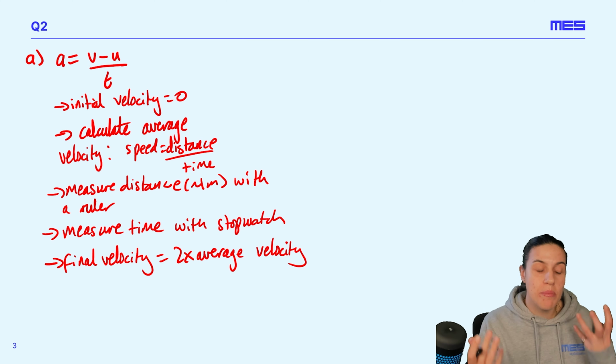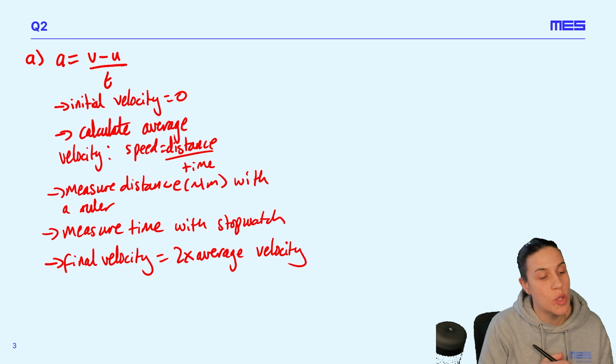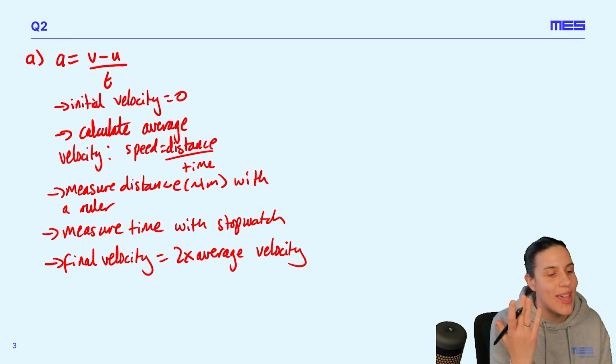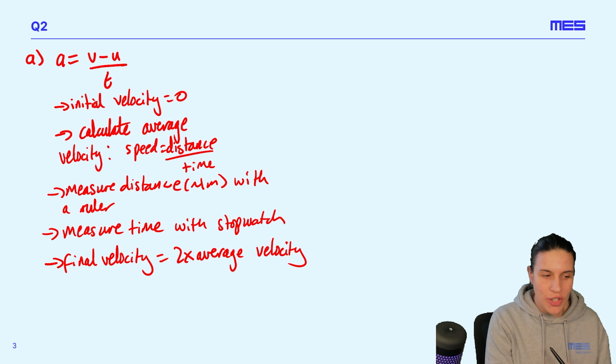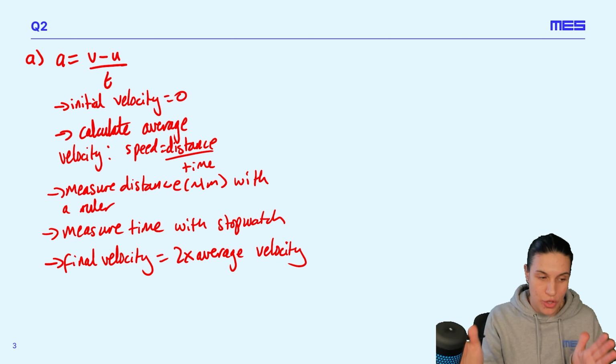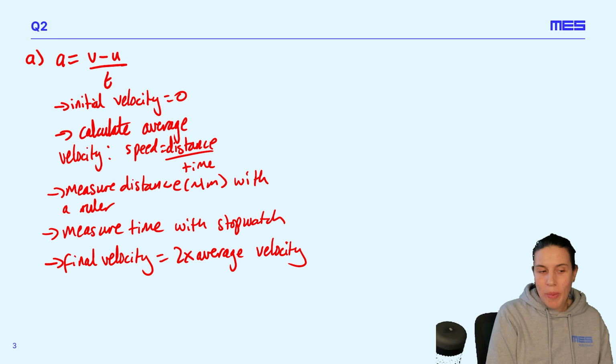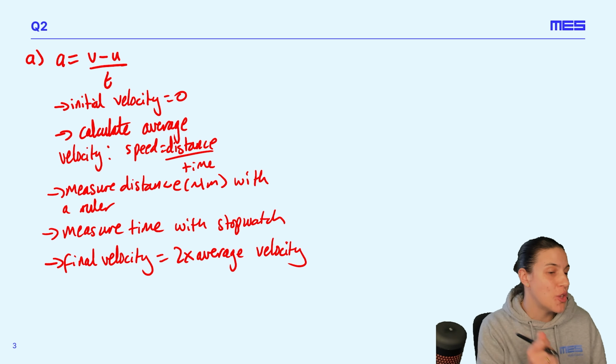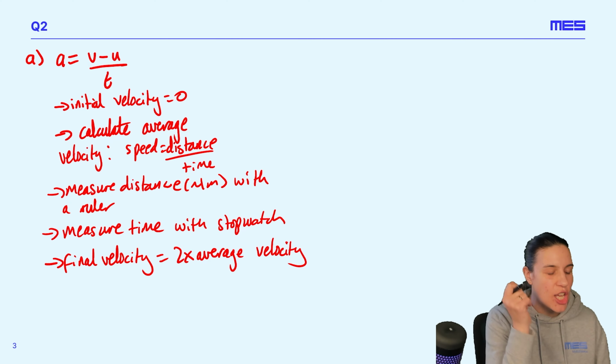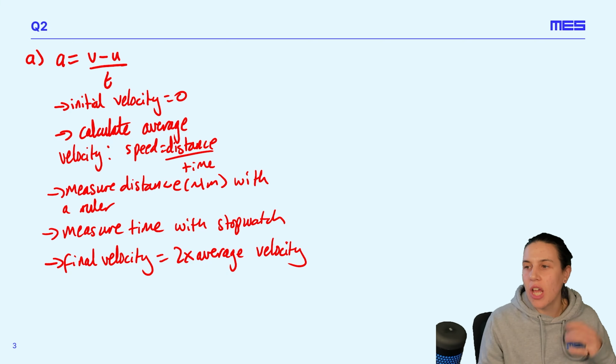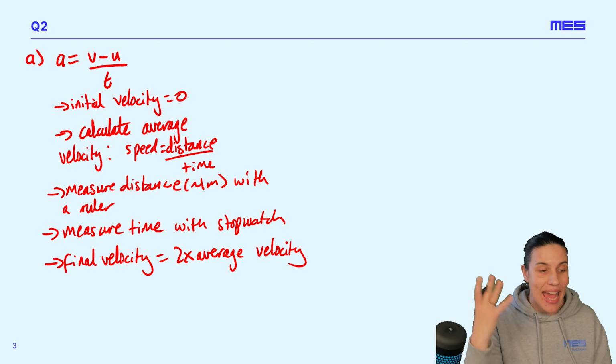Equally, you could describe a method using light gates. You could have talked about measuring the initial velocity with a light gate at the start, the final velocity with a light gate at the end, and timing how long it takes the trolley to move between the two. But don't forget, if you're going to talk about using light gates, you also need to include how you're going to use the data logger. So we never talk about just having a light gate, we always talk about a light gate and a data logger.